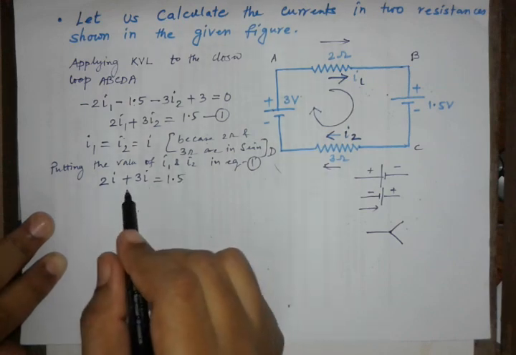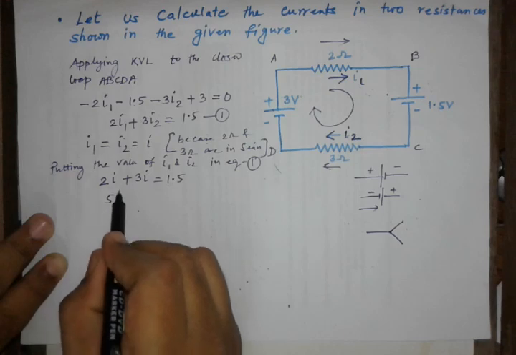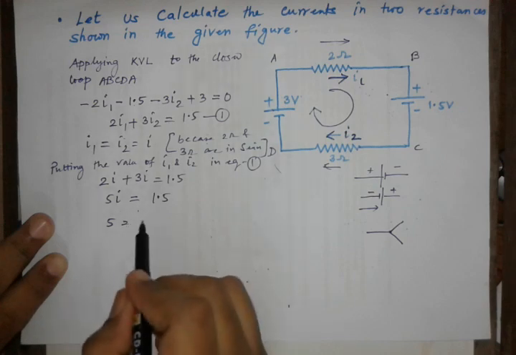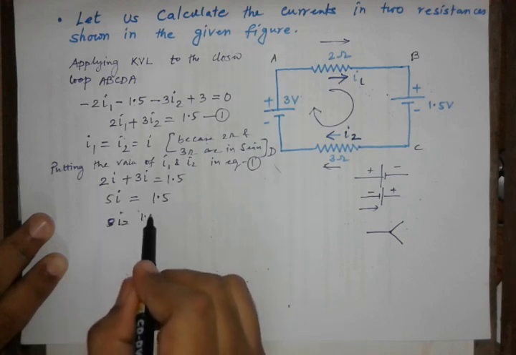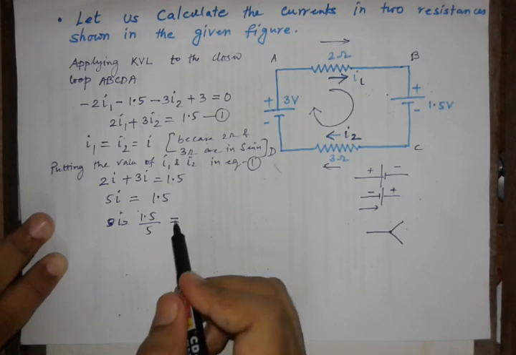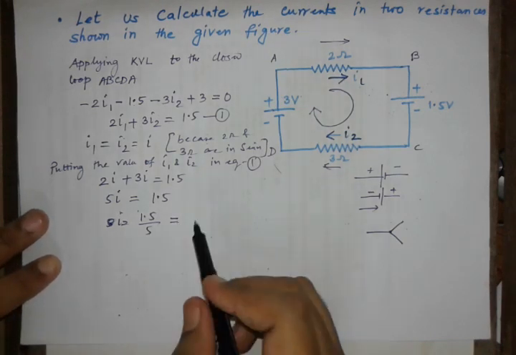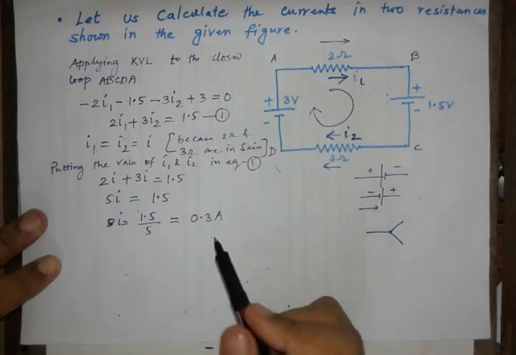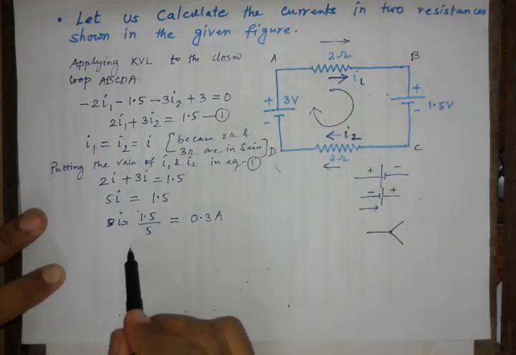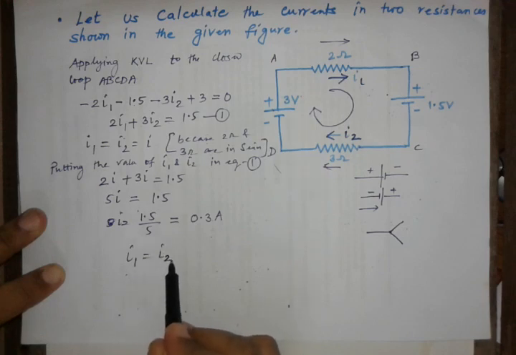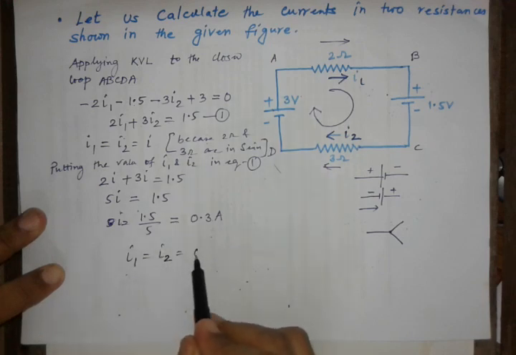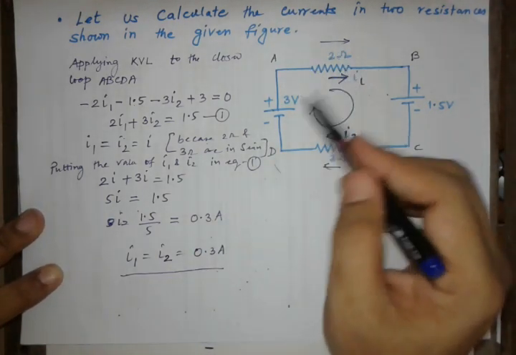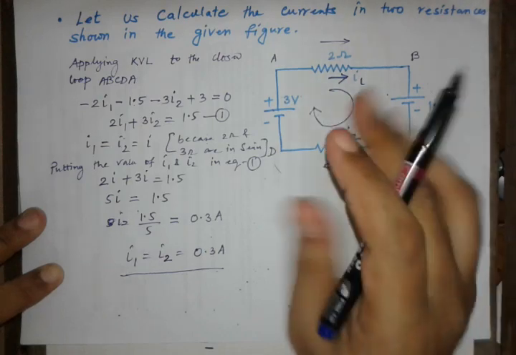So what is 2I plus 3I? There will come 5I. Then 5I is equal to 1.5. So I will be 1.5 by 5, which is nothing but 0.3 ampere. Okay. So what is the answer? I1 is equal to I2 is equal to 0.3 ampere. So in this way, we've learned how to use the Kirchhoff law in a loop.